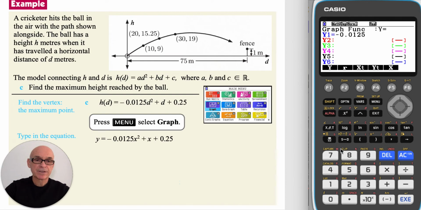0.0125, pressing the x variable and then the square button, plus pressing the x variable button again, plus 0.25. Pressing execute to enter the equation.